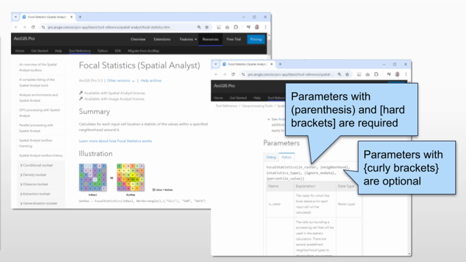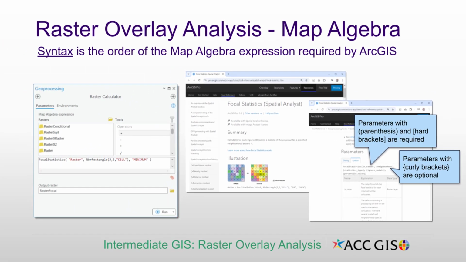And if you scroll all the way to the bottom, you'll find a section called parameters, which actually has the syntax for the actual command. Any parameters with parentheses or hard brackets are required, and any parameters with curly brackets are optional. And then you can see each parameter listed in the table along with the explanation and the data type. And so you don't have to be a programmer to utilize geoprocessing syntax in the raster calculator tool. You just need to be able to look it up online and then experiment in the raster calculator tool till you get the results that you're seeking.